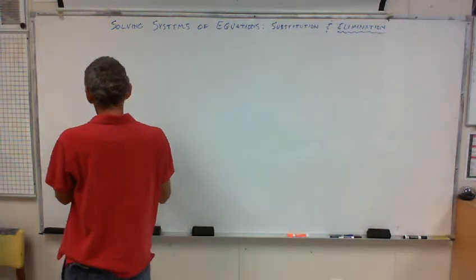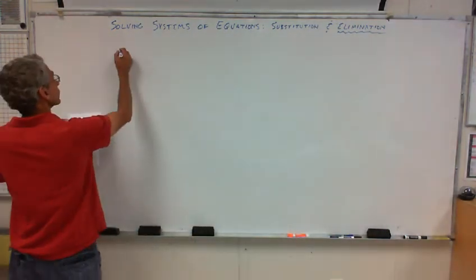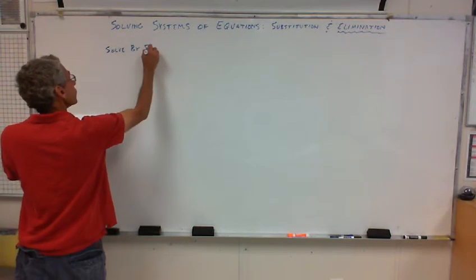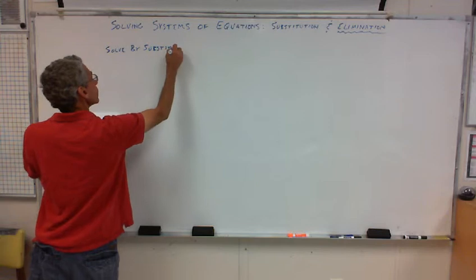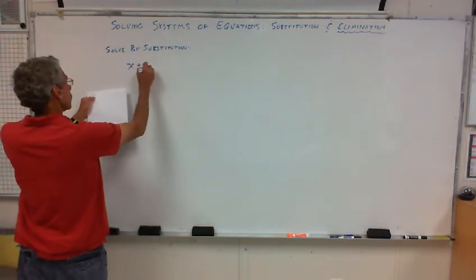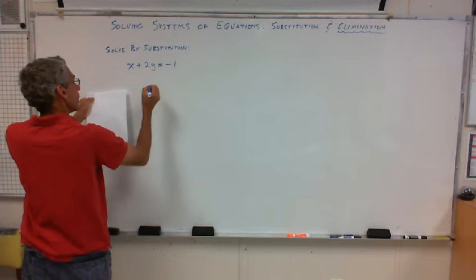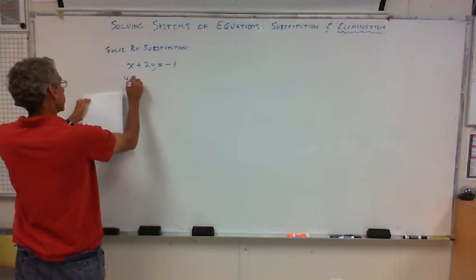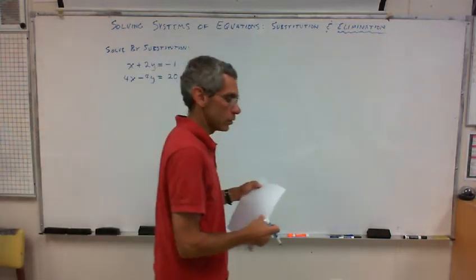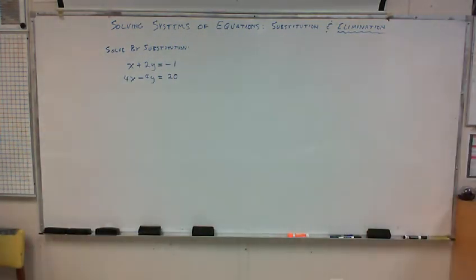If I said solve this by substitution, so solve by substitution, and I gave you this problem: x plus 2y equals negative 1, and 4x minus 4y equals 20. Write those down in your notes.